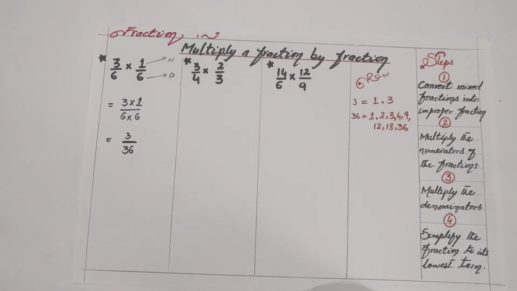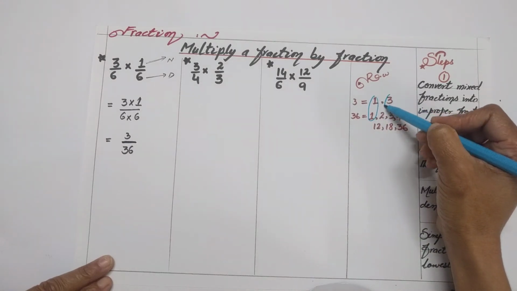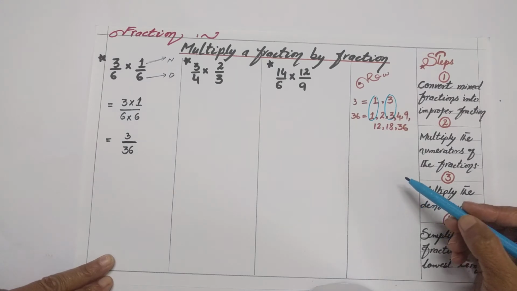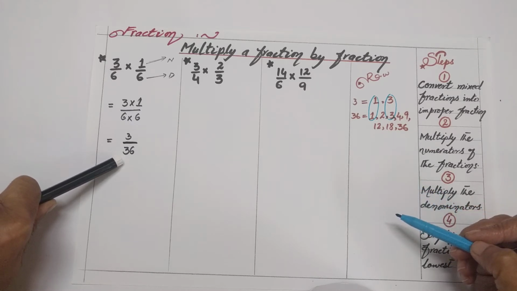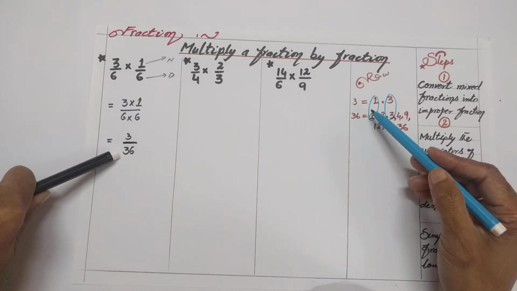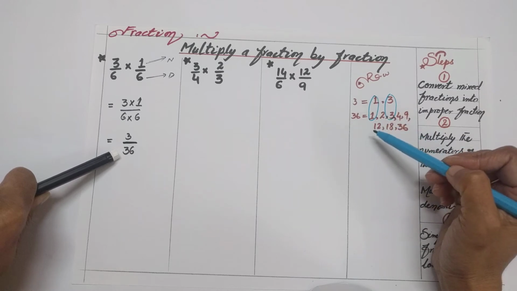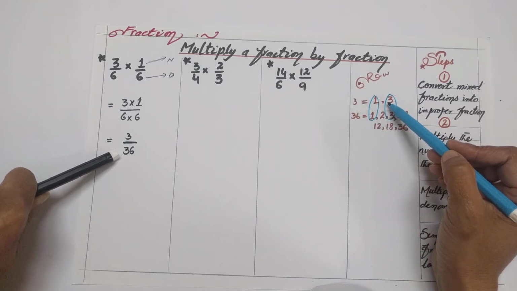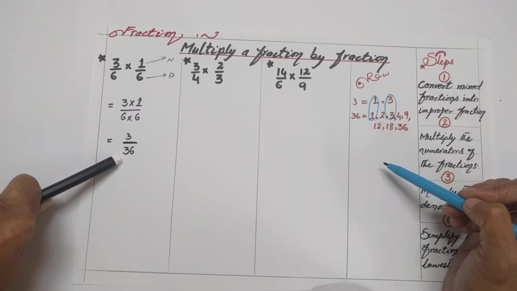What are the common factors? 1 is the common factor, 3 is the common factor. So it means 3 by 36 is not the lowest form of the fraction, because what is the condition of the lowest form? That the common factor of the numerator and denominator should be only 1. But we have another common factor of 3 and 36 other than 1. That's why 3 by 36 is not the lowest form of the fraction.